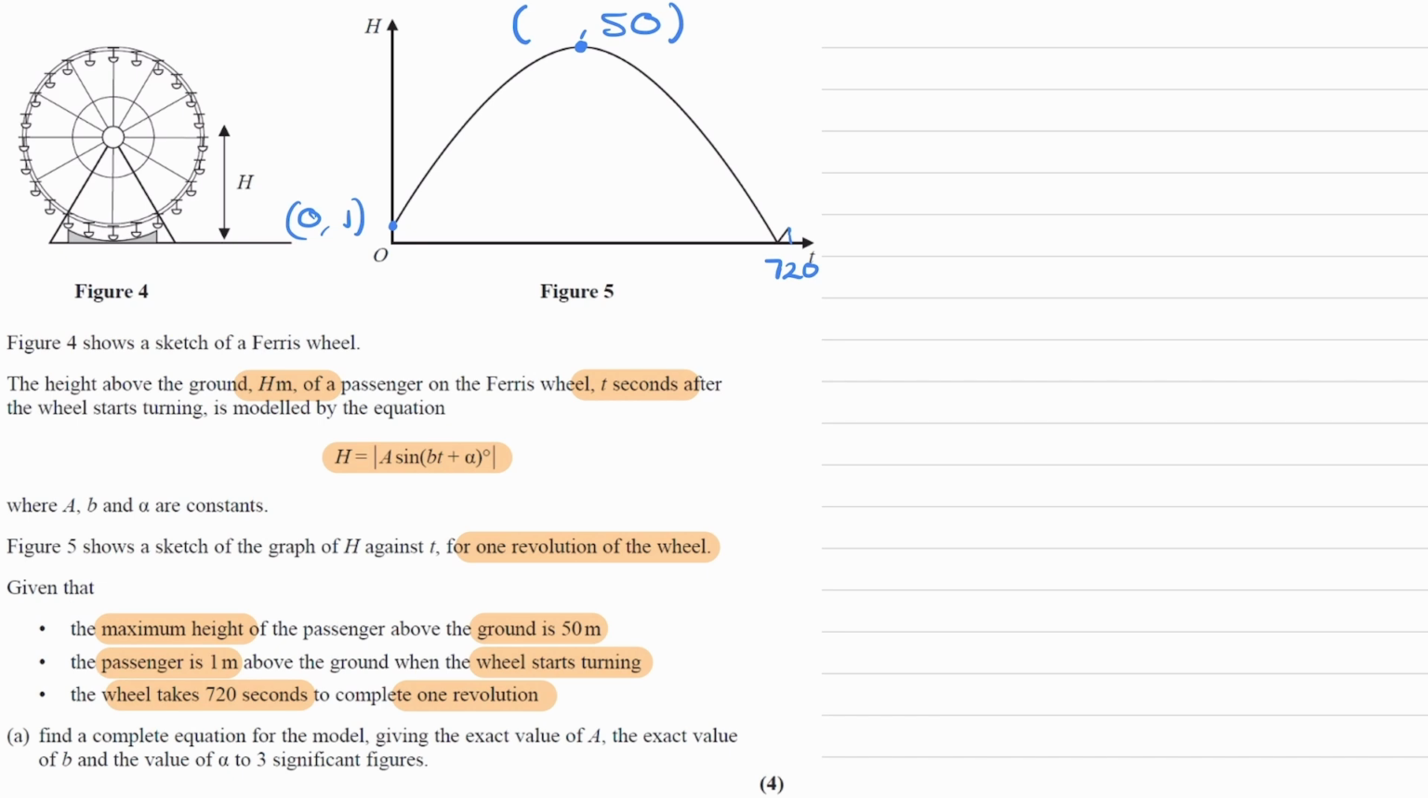We're also told that what we have here is one revolution, so this time here would be 720 seconds. Part A is asking us to find a complete equation for the model, giving the exact value of A, the exact value of b, and the value of alpha to 3 significant figures. So we want to work out A, b, and alpha.